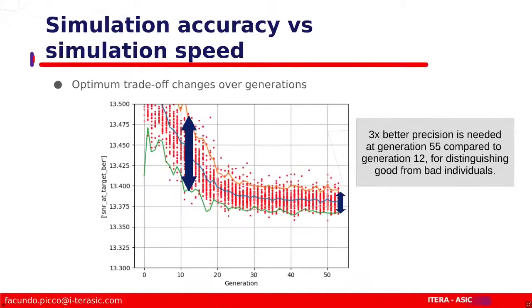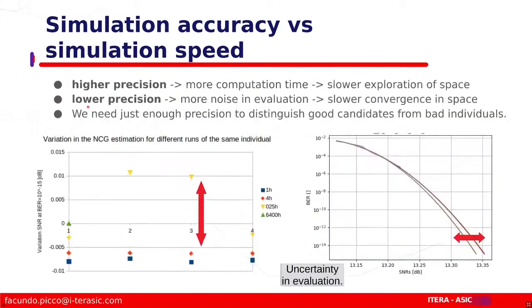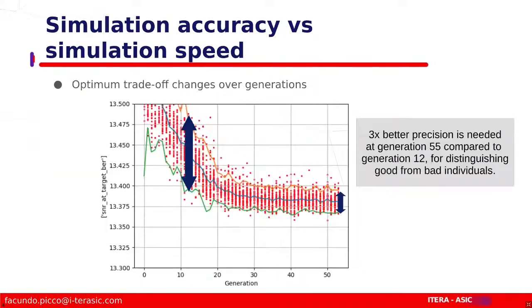Now, we just said that we need just enough precision. What's the sweet spot in that trade-off? Well, we need just enough precision to distinguish good candidates from bad candidates, good individuals from bad individuals, so that we can reward the good ones with more chances to propagate their genes. Now, that evolves over the convergence of the system.